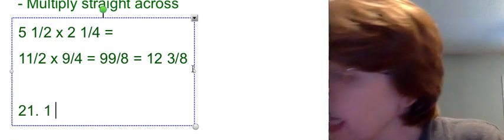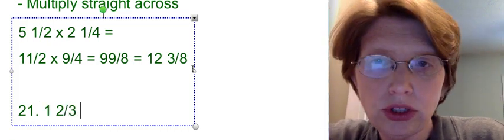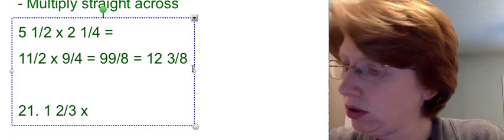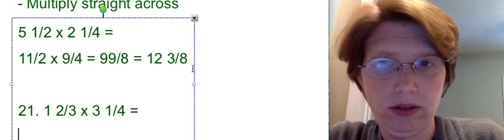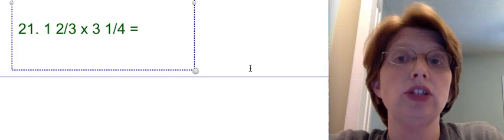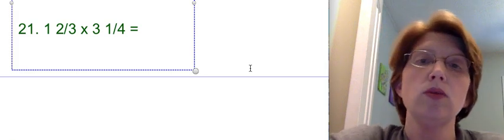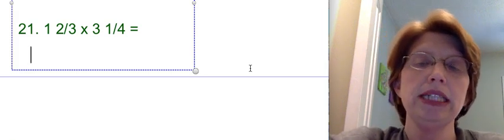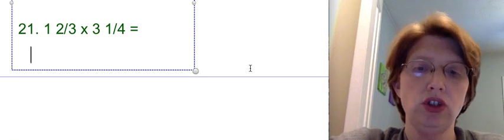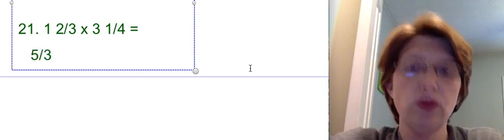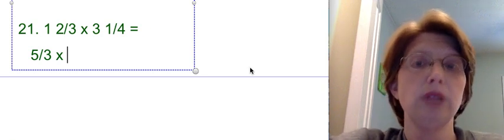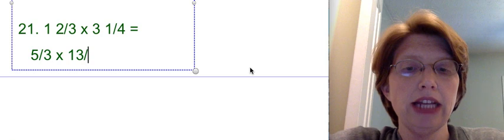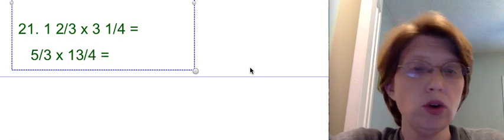Now, let's try 21 together. 21 is 1 2/3 times 3 1/4. So, first step, we're going to change those to improper fractions. Start with that bottom denominator. 3 times 1 is 3, plus 2 is 5. Slide it over 3. Do the next one. 4 times 3 is 12, plus 1 is 13. Slide it over the denominator, which is 4.